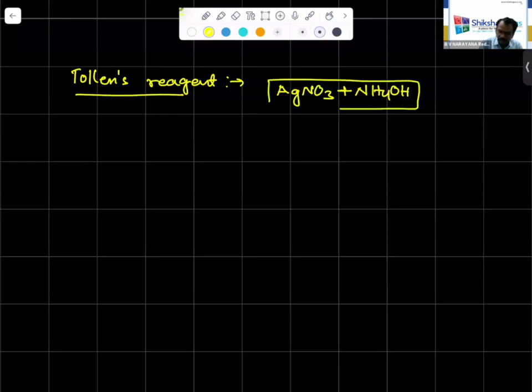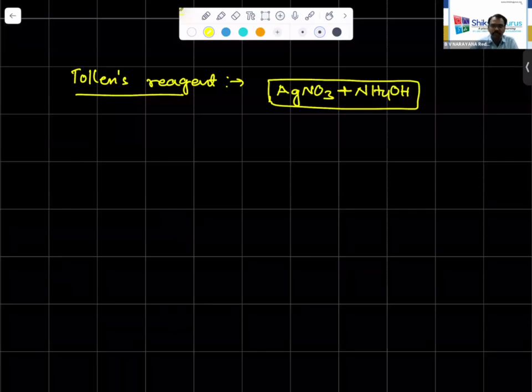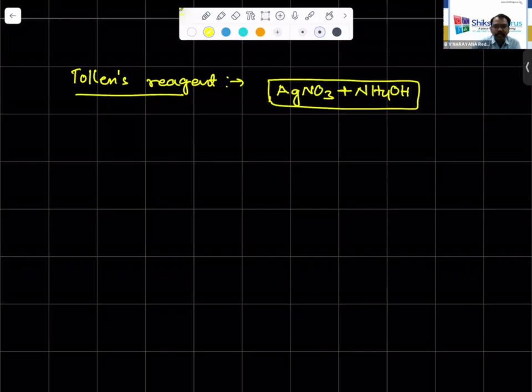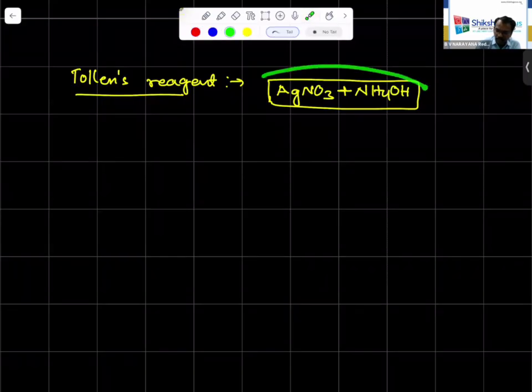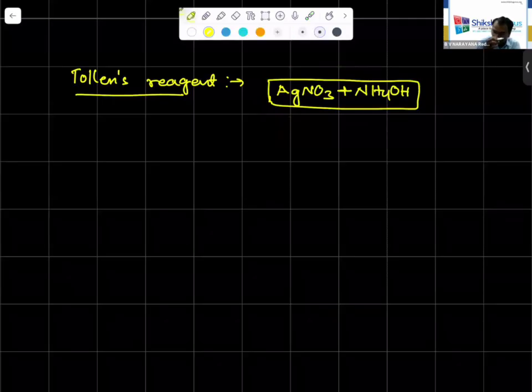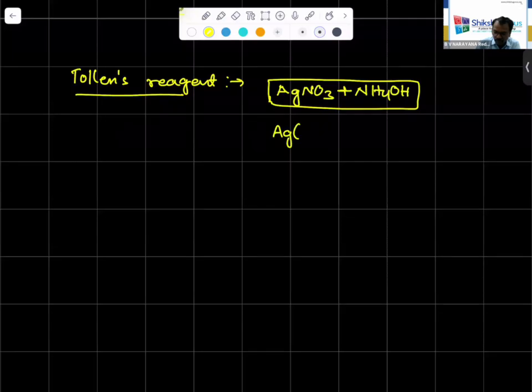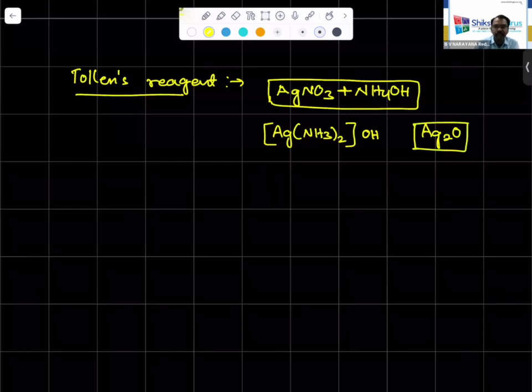But in case of examination, I can give ammonical silver nitrate, sometimes because I can ask reactions also, right? That's why you should have some clarity on how to write this reagent, reactions, everything. In examination, sometimes I can give ammonical silver nitrate, AgNO3 and ammonium hydroxide solution. And sometimes I can give silver amine complex. It is also Tollens reagent. Sometimes I can give only silver oxide. Here all these are representing only one reagent, that is Tollens reagent.